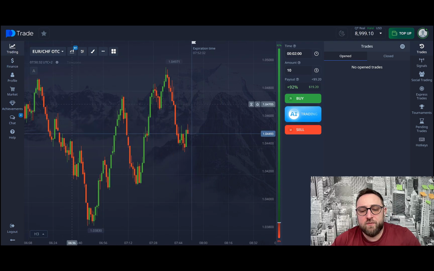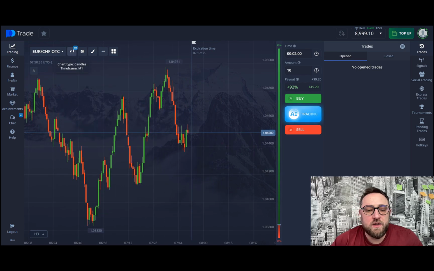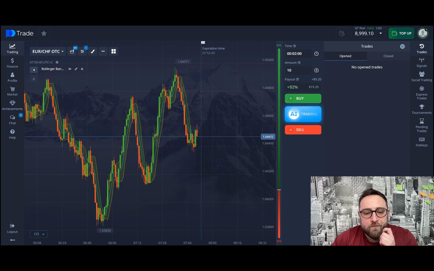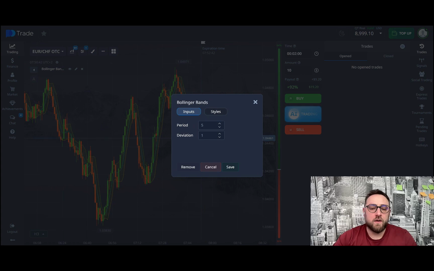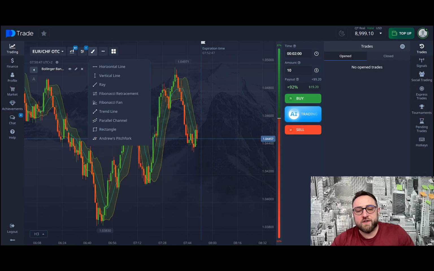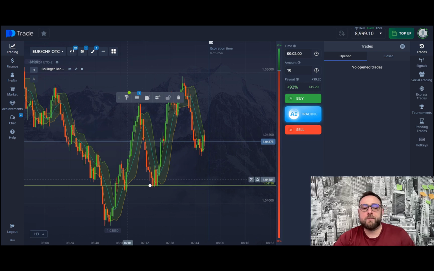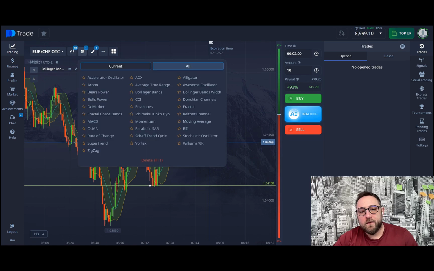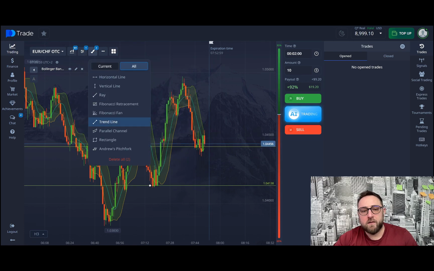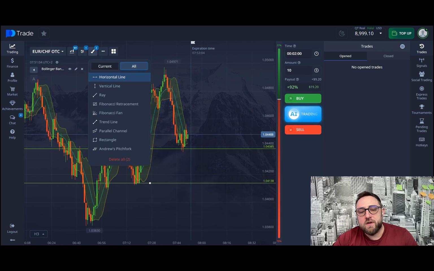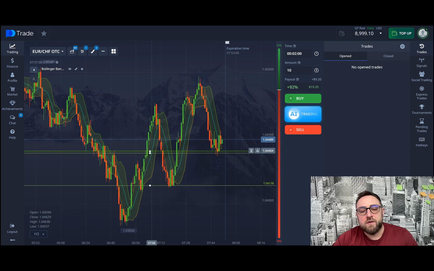Let's set the Bollinger Bands indicator right now. Here we go. We change 5 to 9. We also set horizontal support and resistance lines, which is important. Here and here, as well as here. Okay, now we're ready.